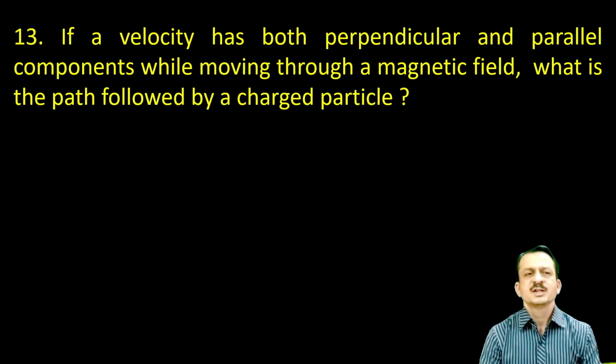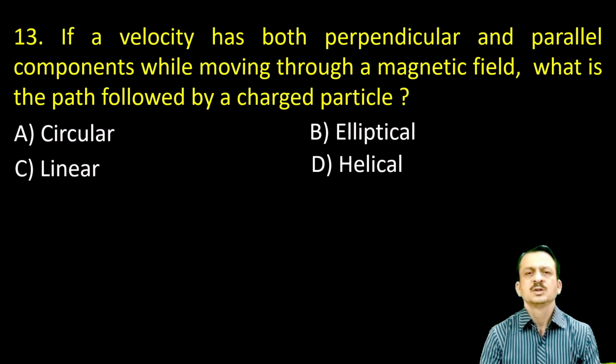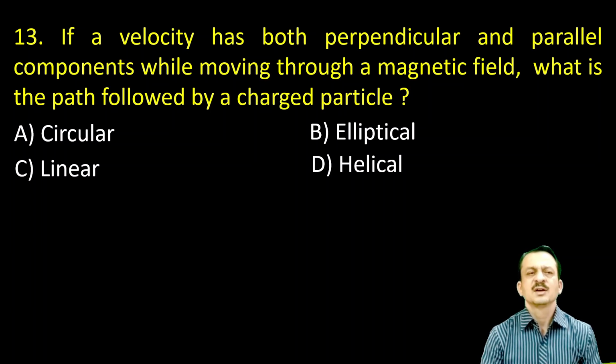If a velocity has both perpendicular and parallel components while moving through a magnetic field, what is the path followed by a charged particle? It is a purely conceptual problem. Now look at the choices: A circular, B elliptical, C linear and D helical. We know that whenever a charged particle has both perpendicular and parallel components along the field direction, then it obviously describes helical motion. Therefore, D is the right answer.